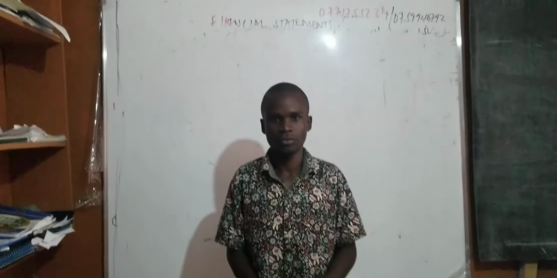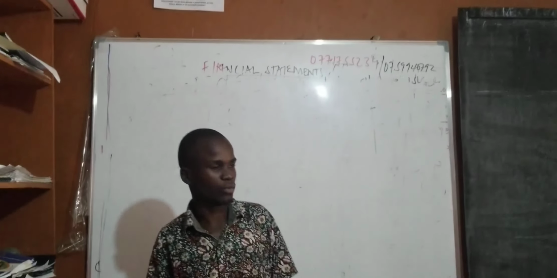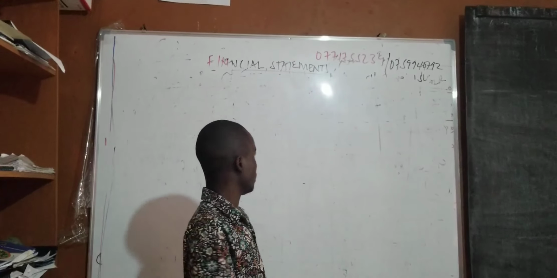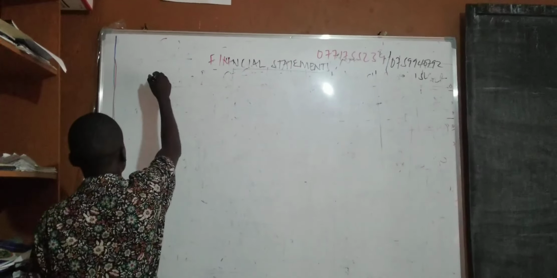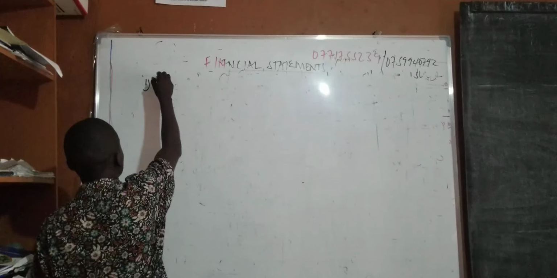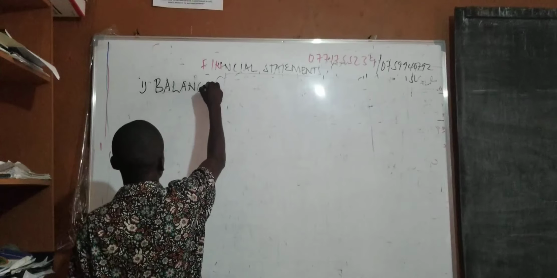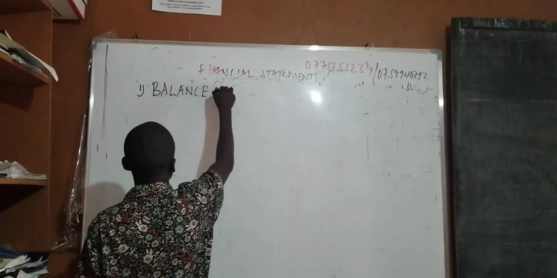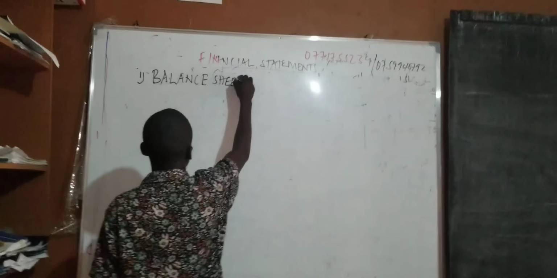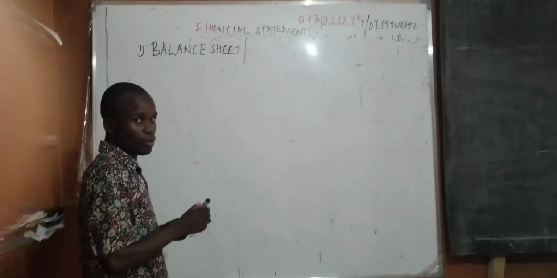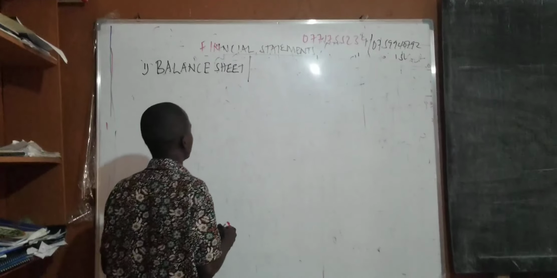Statements. So if you didn't watch part 1, go back and watch it before we proceed. So the earlier part we looked at the income statement. So this part we are looking at the balance sheet, also called the statement of financial position.